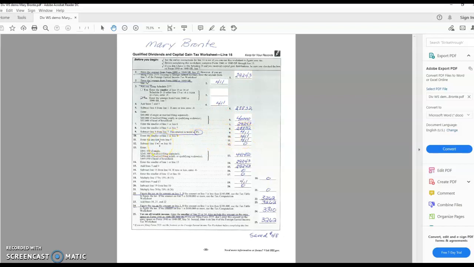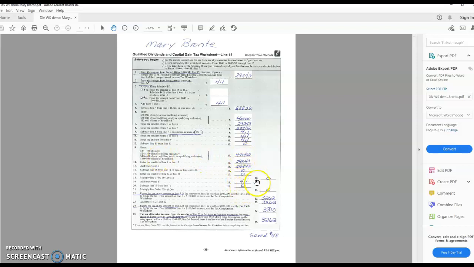Line 11, enter the amount from line 9. Well, that's 411 again. So we have this 411 three times in a row. Line 12, subtract 11 from 10. So 411 minus 411 is 0. Now we go on.